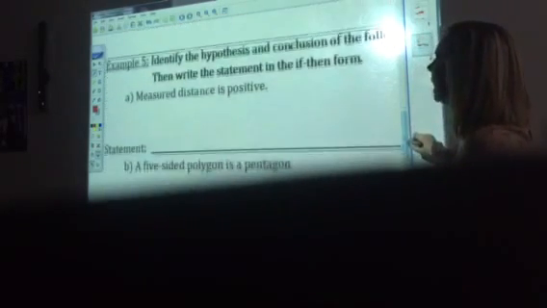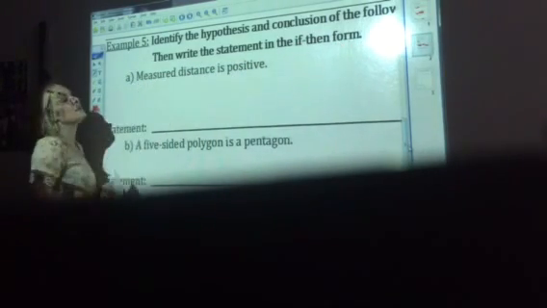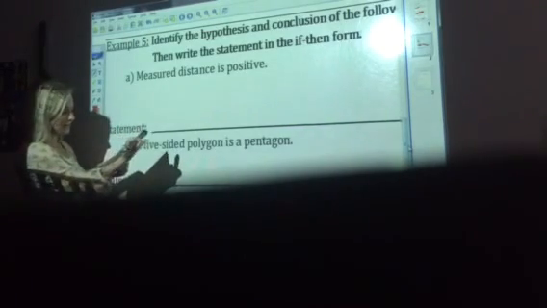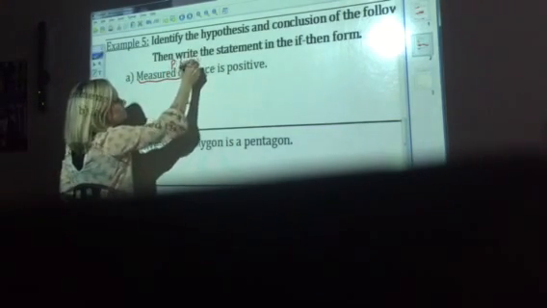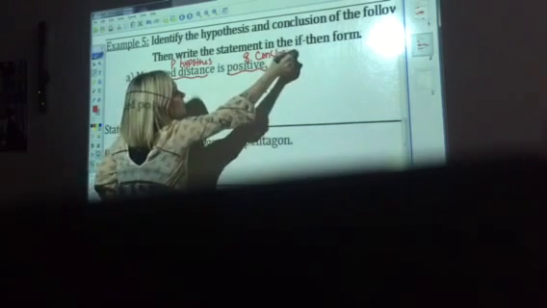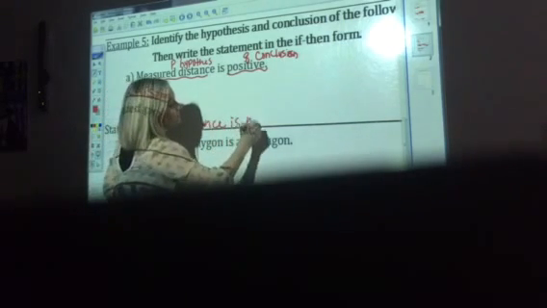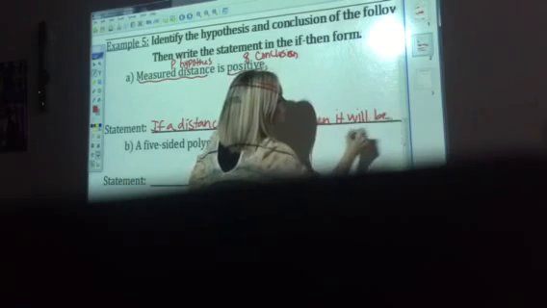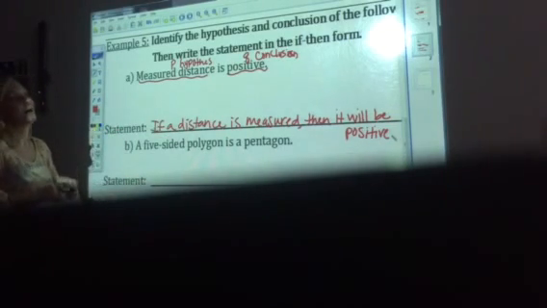Okay? All right. Let's go ahead and go down here. It says, identify the hypothesis and conclusion, and then write the statement in the if-then form. So measured distance is positive. And for this one, I said if a distance is measured, okay? So this would be my P part, or my hypothesis. And positive would be my Q, or my conclusion. My P and Q. Okay, so I would say if a distance is measured, then it will be positive. Okay, so there's my sentence stated in the if-then form. And here you can, of course, see the hypothesis and conclusion.